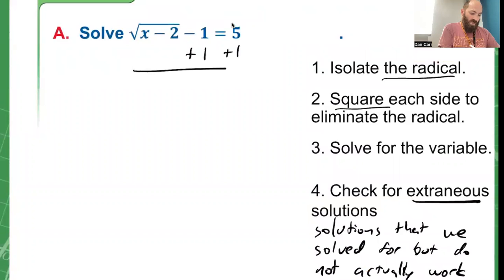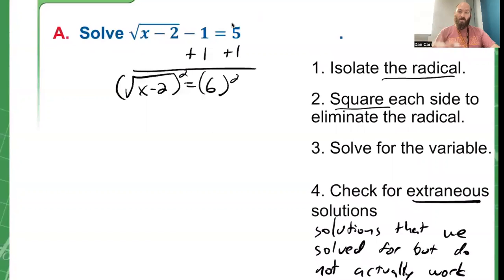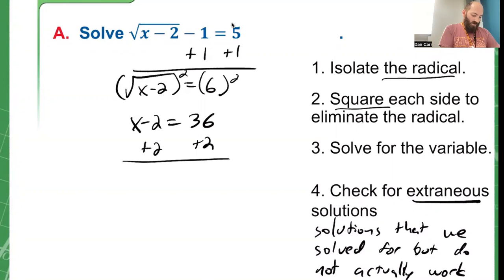So we're going to add 1 to both sides. Square root of x minus 2 is equal to 5 plus 1 is 6. To eliminate the radical, we're going to square both sides. So just like how the square root can get rid of something squared, we could square both sides to get rid of the radical. So x minus 2 is equal to 36. Finally, I add 2 to both sides, so I get x equals 38.